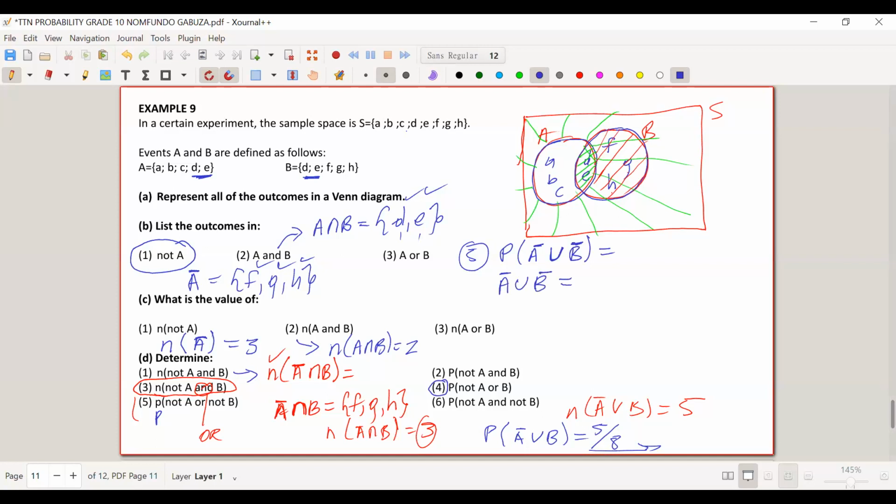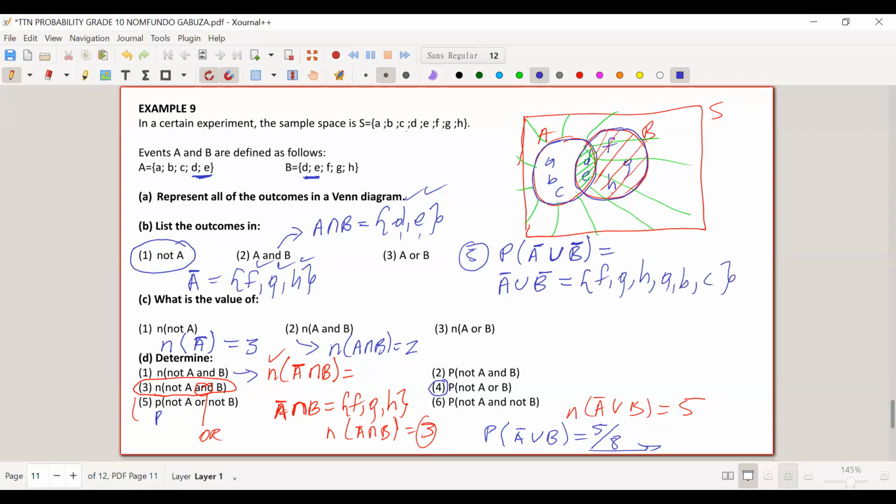So what's not in A? What's not in A is going to be F, G, and H. And what's not in B? What's not in B is A, B, and C.